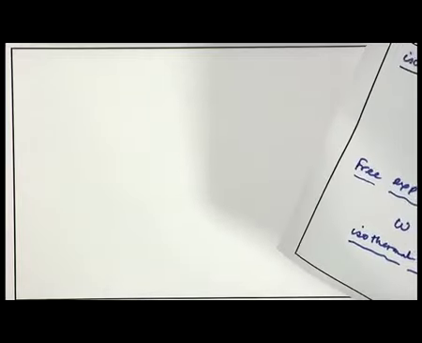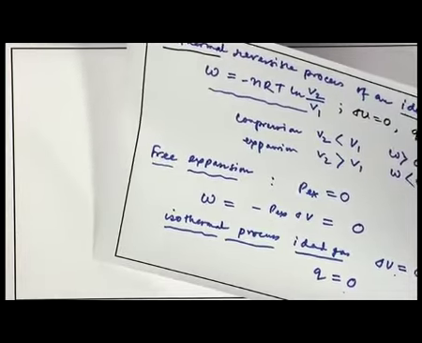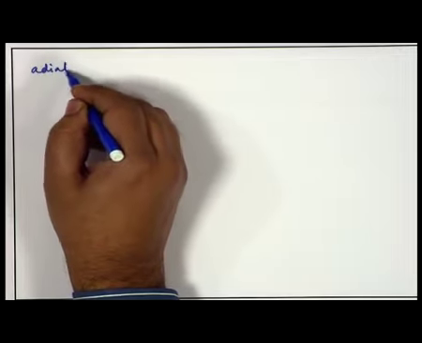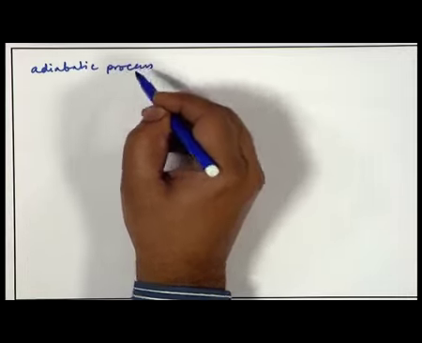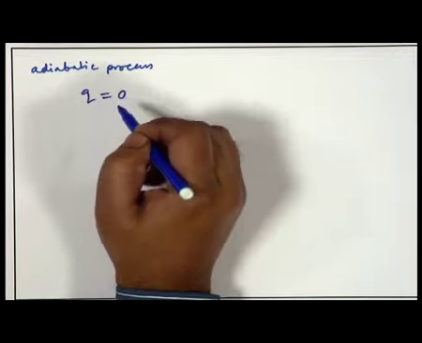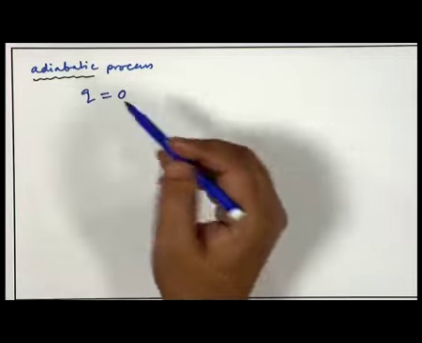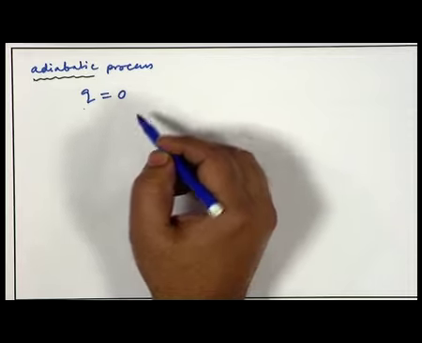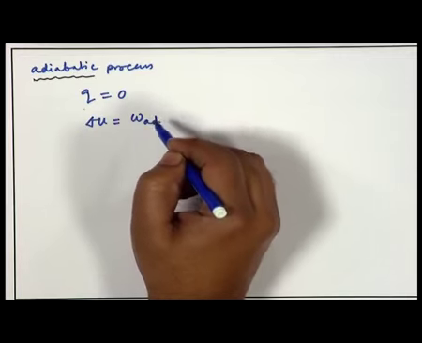So, we talked about the isothermal reversible process of an ideal gas and free expansion. If we talk about the adiabatic process, as soon as you hear adiabatic process, you will know that Q is 0. The moment the process is adiabatic, it means there is no exchange of heat between system and surroundings. So, Q is 0, which means del U is W for adiabatic.